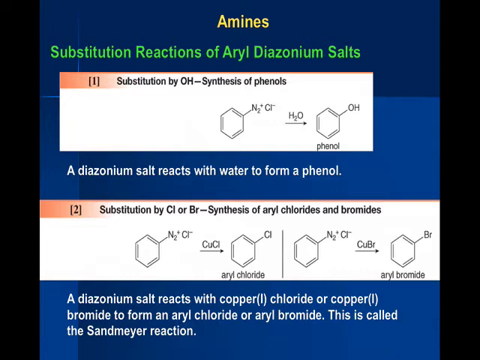Okay? Another thing that we can do with these diazo compounds is we can replace the nitrogen with a halogen. So for example, if we take diazobenzene, react it with copper chloride, we can make an aryl chloride very, very easily. How else have we learned to make aryl chlorides?